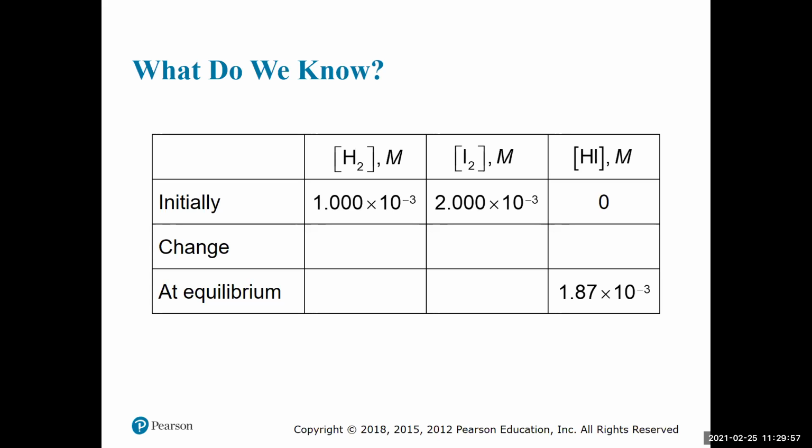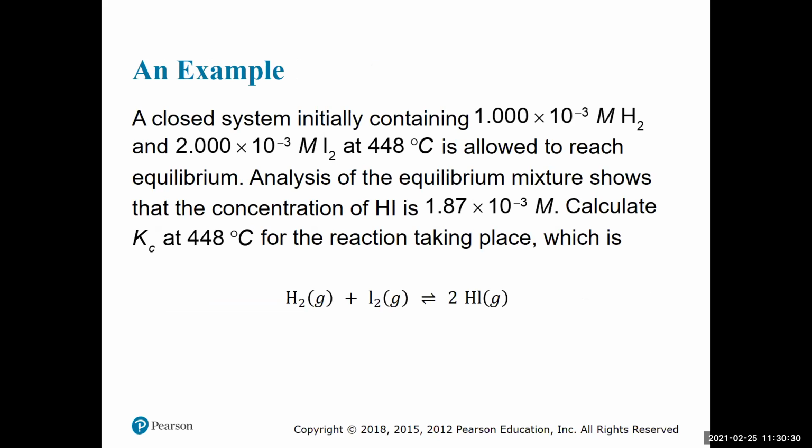We were told the HI concentration is 1.87 times 10 to the minus 3 molar at equilibrium. To get to that equilibrium, what change had to take place there? Well, if we're at 0 and now at 1.87, that means the change for HI had to be plus 1.87, right? What would be the change for H2 and I2? Let's just go back to the formula again. We said if we form 2 moles of HI, we use up 1 mole of I2 and 1 mole of H2, right?